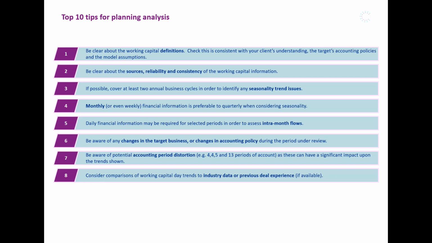Number 7, be aware of potential accounting period distortion. For example, 4-4-5 periods and 13 periods of account. And number 8, consider comparisons of working capital day trends to industry data or previous deal experience. This ties back to the very first lesson, where working capital is different company to company. Even just looking at the KPIs of the business, we need something to compare it to, to understand if the business is normal, if it's being efficient, if it's being inefficient, and so forth.